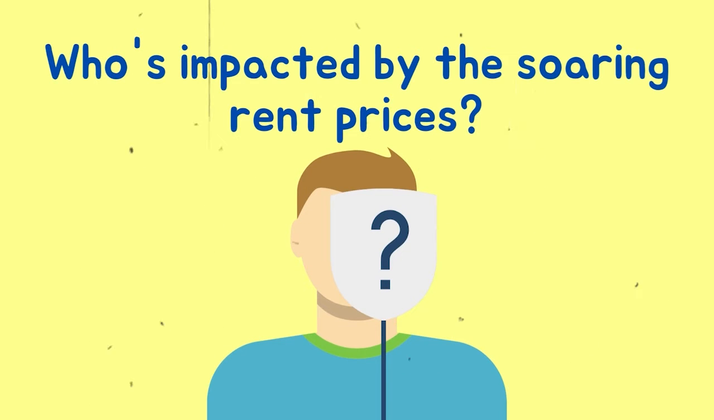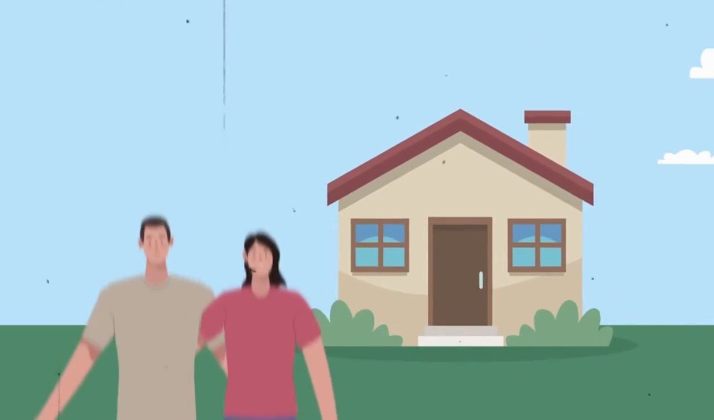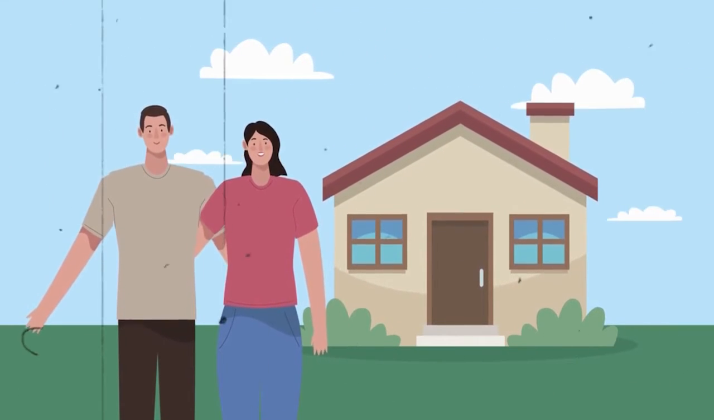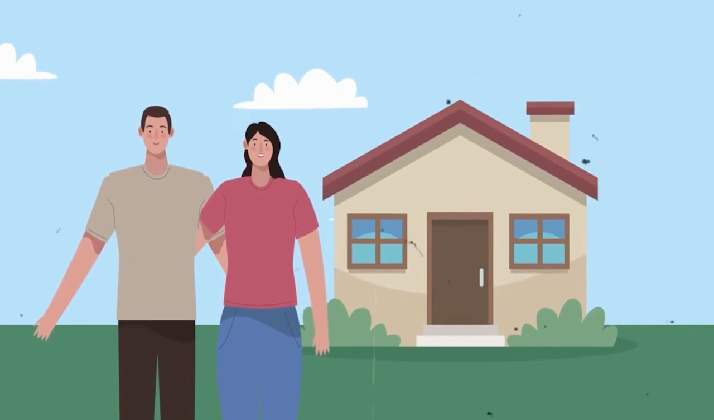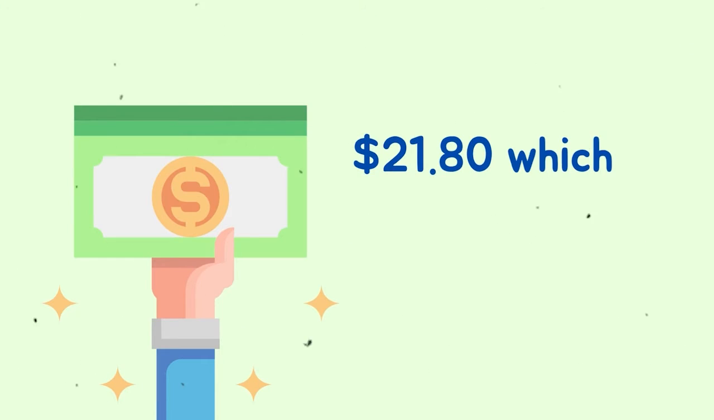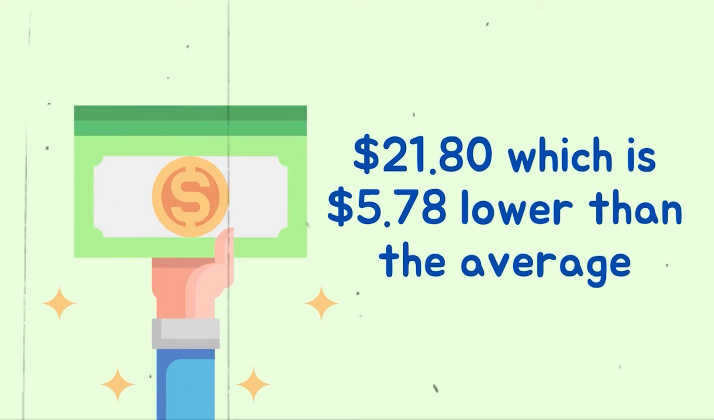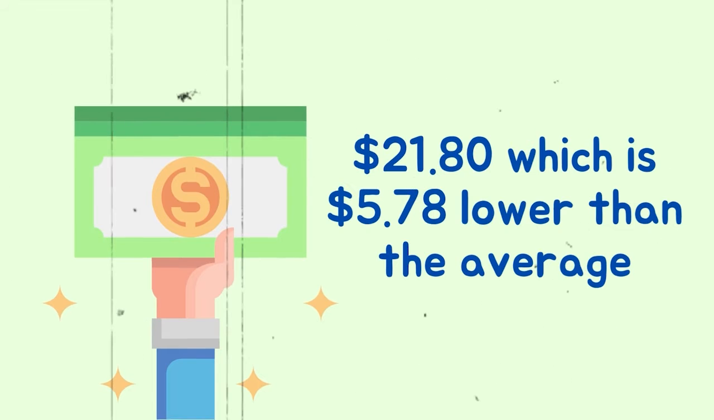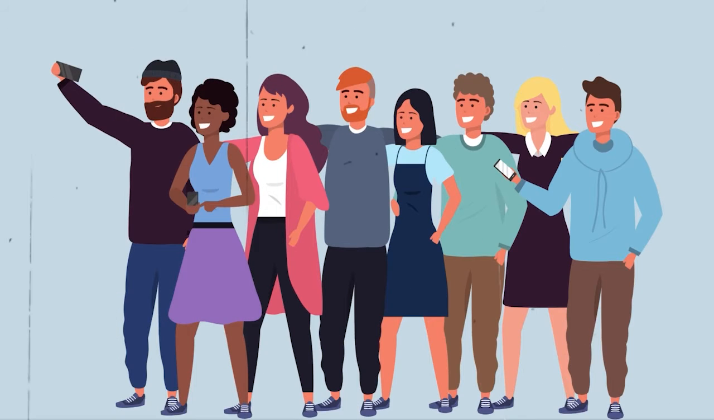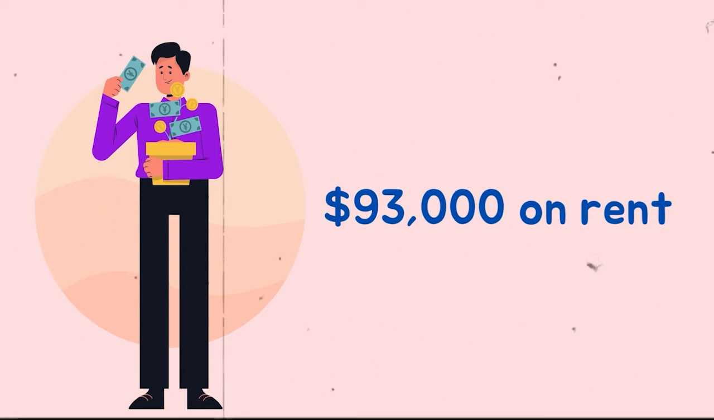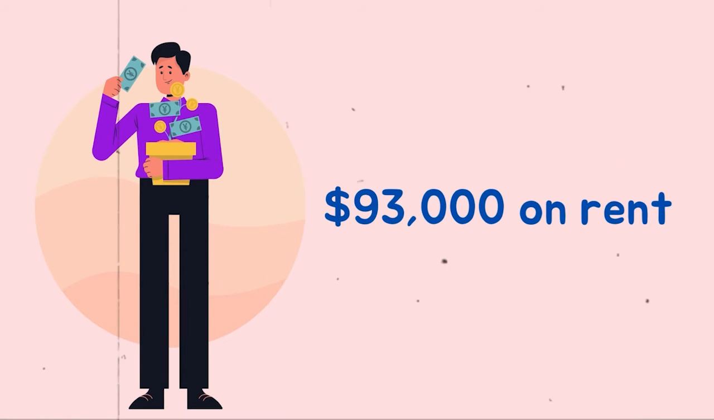Who is impacted by the soaring rent prices? Rent and home ownership are heavily influenced by the millennial generation, which has now grown to be the largest generation in history. The national average hourly wage for millennials is $21.80, which is $5.78 lower than the average. Believe it or not, millennials are actually spending a larger percentage of their income on rent because of the high cost of living. A millennial, on average, will spend $93,000 on rent by the time they are 30 years old.